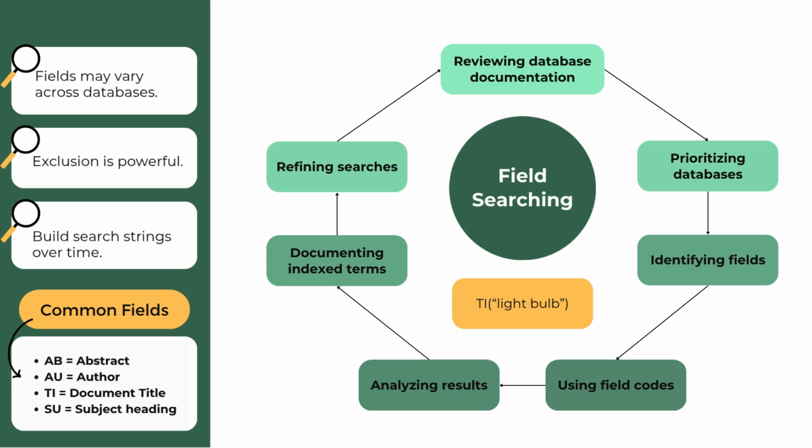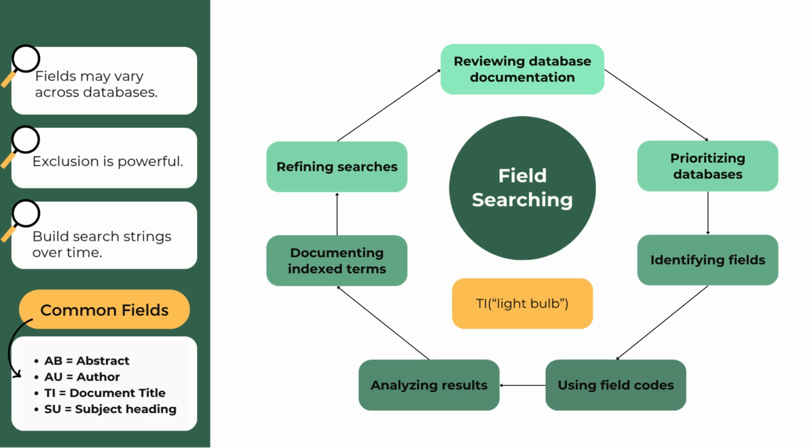As seen here, field searching is often cyclical and repeatable. It is an iterative process beginning with database and field code selection before studying results and refining fields and search terms in response to these results. Depending on the search, it may be necessary to revisit these steps multiple times until relevant records are located.